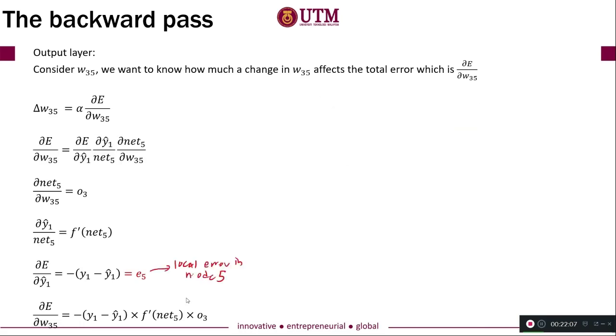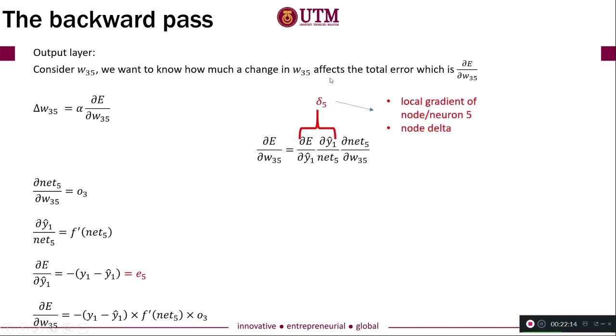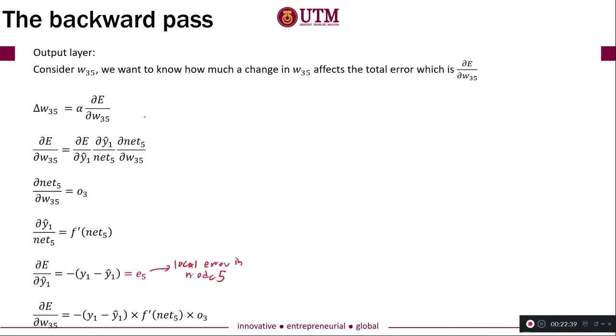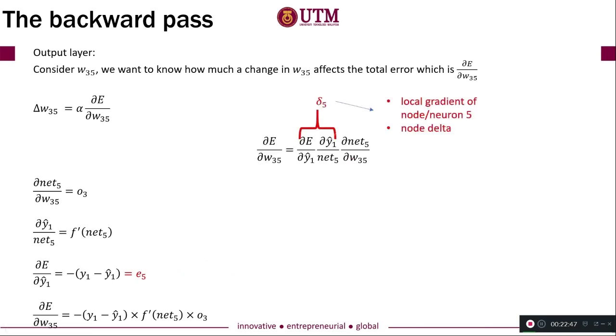And I also introduce another notation, which is also known as a local gradient or node delta, or this is also known as a delta. When I say delta 5, or node delta 5, it is actually the local gradient of node or neuron 5. Okay, so again, it's the same expression as this one. I just bring it to the center there, and then I define that this component is your delta 5. What is delta 5? Delta 5 is del E over del net 5.